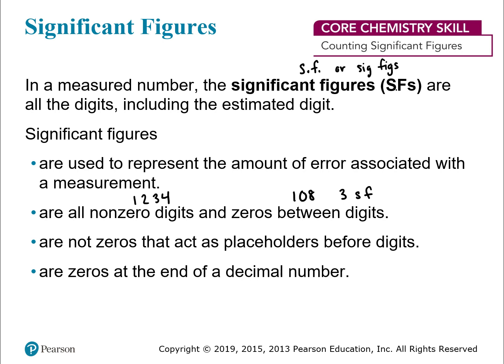Now we have to be careful with significant figures because the zeros can be a little tricky. Significant figures are not zeros that act as placeholders before digits. So an example of that would be if your number was 0.11 millimeters, this 0 is a placeholder. Likewise, if we had another 0.011, both of these zeros are placeholders. It's just to show what the actual number is, not really measured.